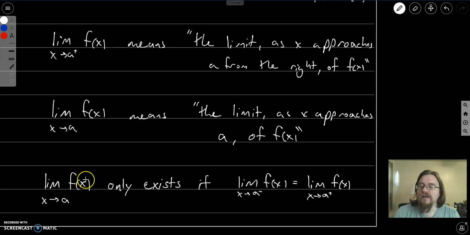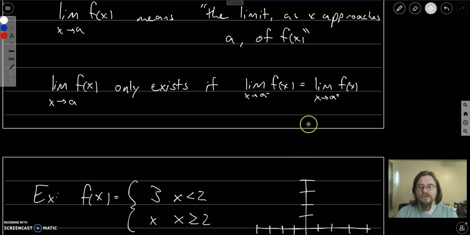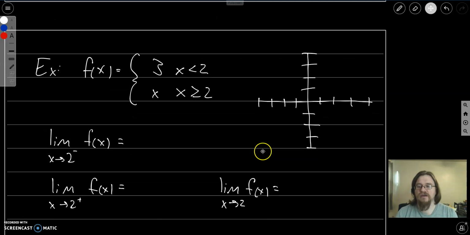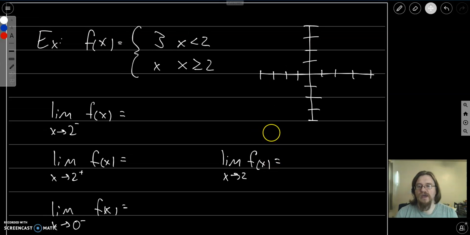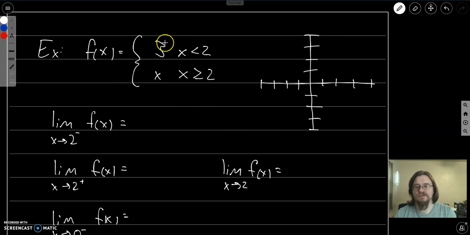So if I want a limit to exist, we had better approach the same place from the left and right-hand side. So let me go through an example where this might not exist. We have the following function. Our function is going to be equal to 3 whenever x is less than 2, and it's going to be equal to x whenever x is greater than or equal to 2. Okay, so the function f of x is equal to 3. Well, that's just going to be a constant height the whole time.